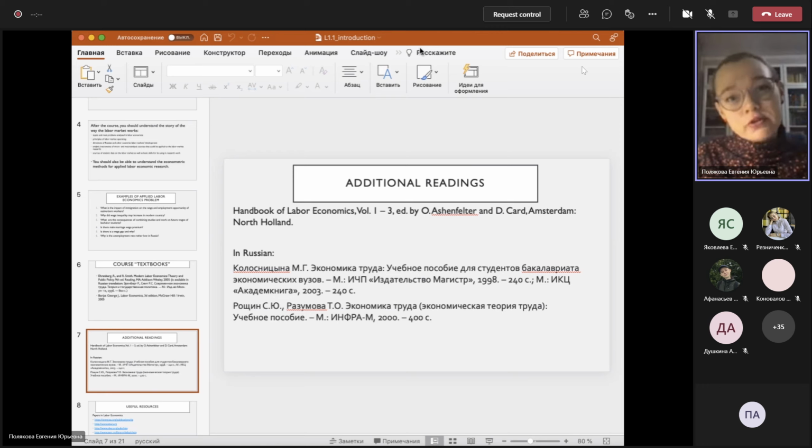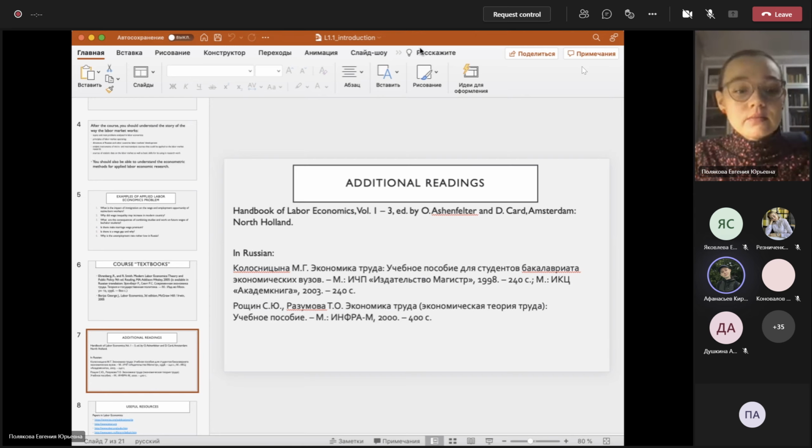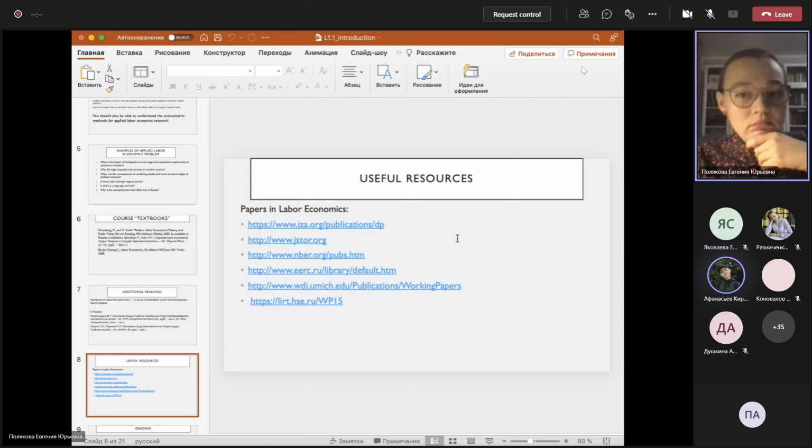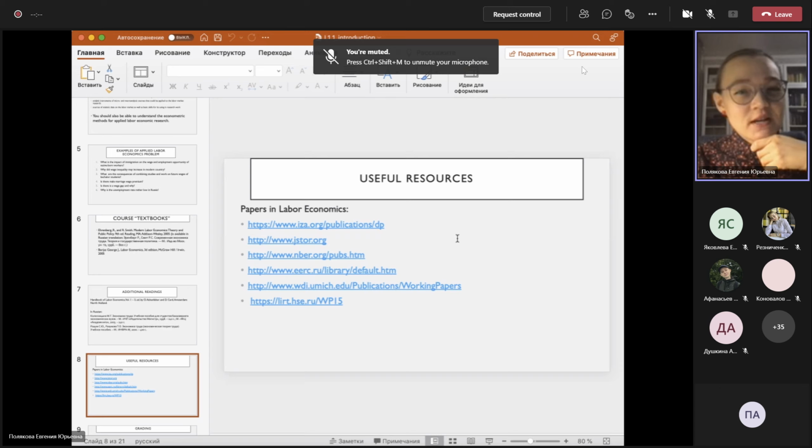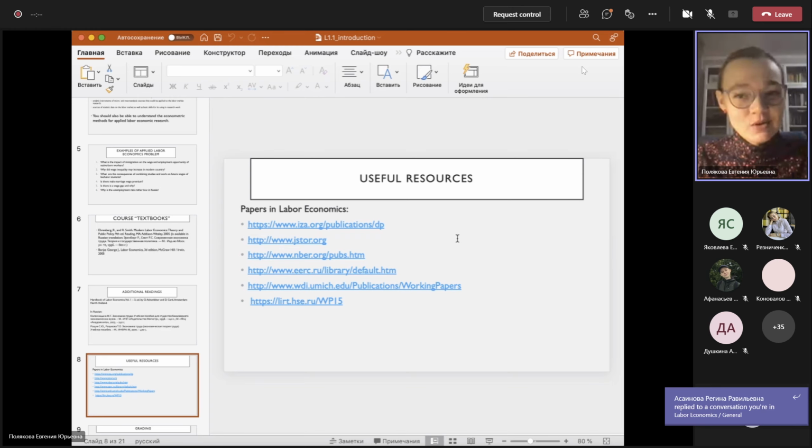Okay, a useful resource where to check and where to get labor economics articles. You can see the links. It's usually papers in labor economics. It can be working papers. I'm very sorry, we don't see the links. Come on, what happened? I'm sorry. We see, now we see. Maybe it's better not to start the slideshow, because something happened in the slideshow. Okay, let's stick with this version.